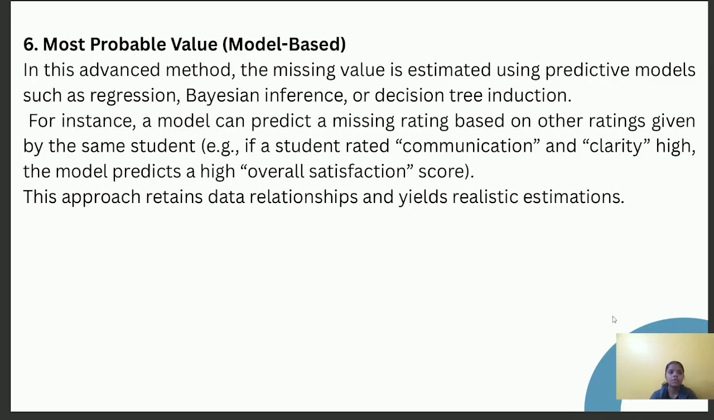Now the next, most probable value, model based. In this advanced method, the missing value is estimated using predictive models such as regression, Bayesian inference, or decision tree induction. For instance, a model can predict a missing rating based on other ratings given by the same student. Example, if a student rated communication and clarity high, the model predicts a high overall satisfaction score. This approach retains the data relationships and yields realistic estimations.